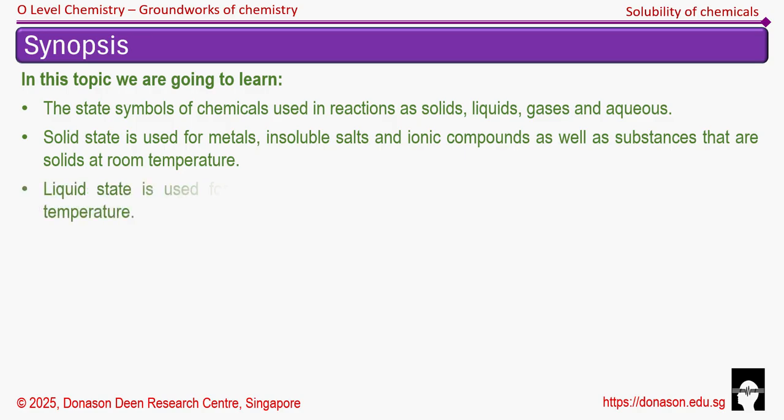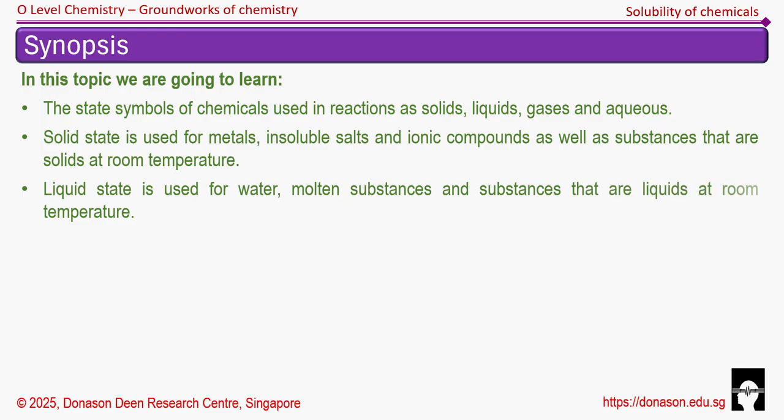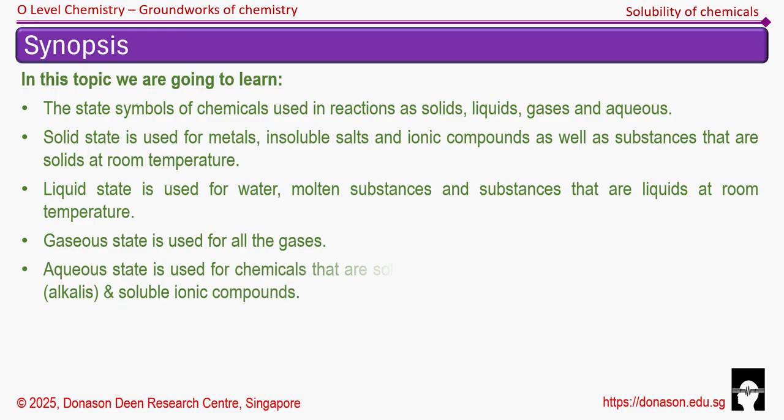Liquid state symbol is used for substances such as water, molten substances such as molten metals, molten salts, etc., and also for substances that are liquids at room temperature. Gaseous state is of course used for all the gases, such as oxygen, hydrogen, carbon dioxide, ammonia, etc. The fourth state which we use in chemistry is the aqueous state of the substances. Aqueous state is used for chemicals that are soluble in water, such as soluble acids, soluble bases, which are also called the alkalis, and soluble ionic compounds.